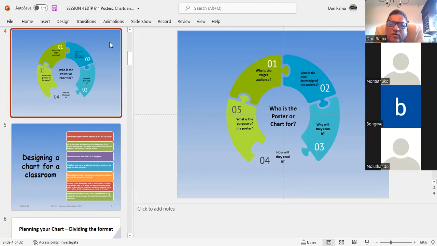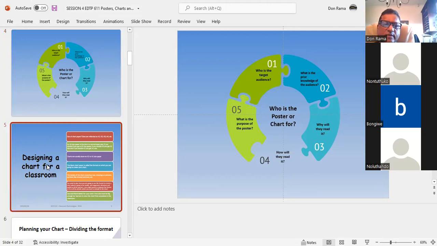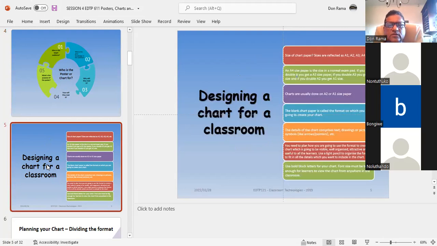So when we look at some of the posters later on, you'll understand what I'm talking about, right? So when you design a chart, you need to understand that you can prepare a chart on different sizes of paper. And when we refer to the chart paper, we call it the format, that is the surface on which you will prepare your chart.